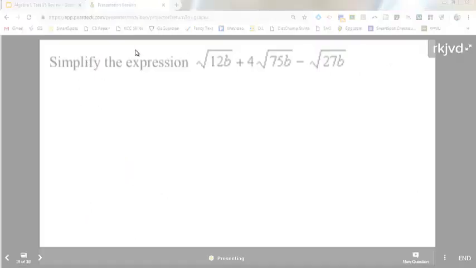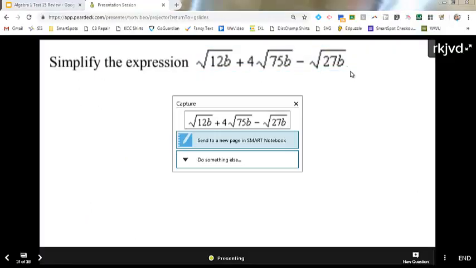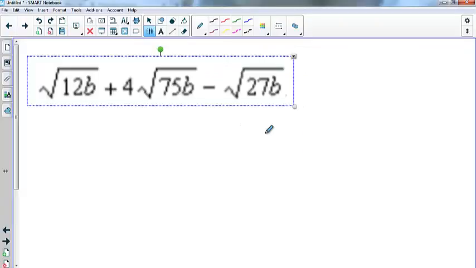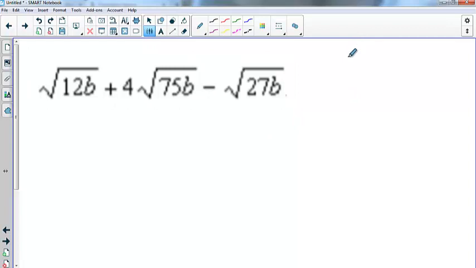All right, on this one, simplify the expression. And they give us radical 12b plus 4 radical 75b minus radical 27b. What do I have to do to simplify this?